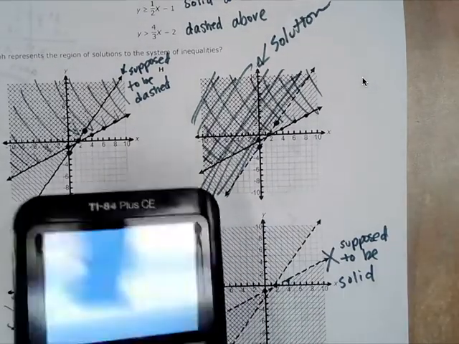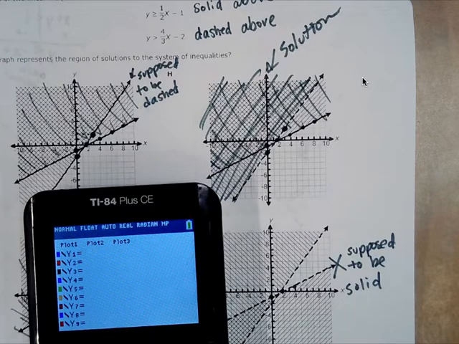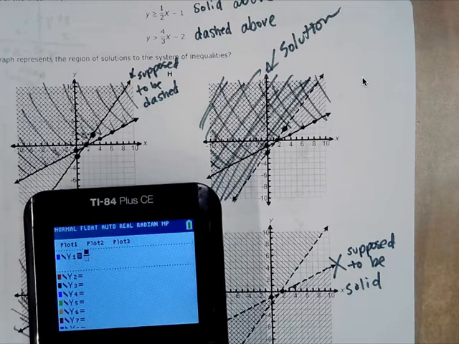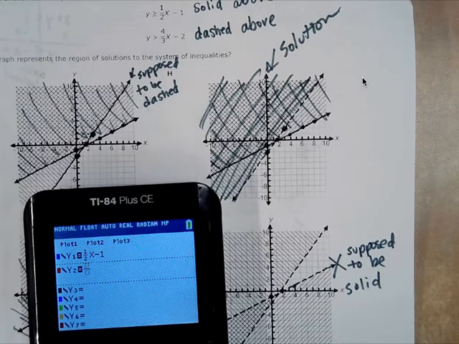You know what you can also do is you can also graph these. Let me show you how to graph them. I'm going to put in the first one and the second one.